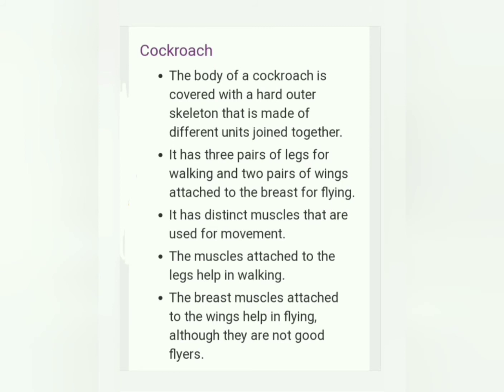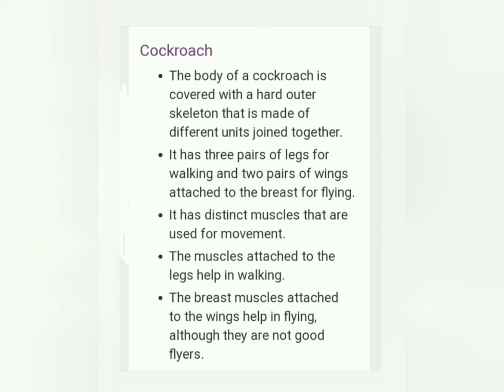The body of a cockroach is covered with a hard outer skeleton that is made of different units joined together. It has an outer skeleton. It has 3 pairs of legs for walking. 3 pairs of legs means how many legs are there? There are 6 legs. These legs help the cockroach to walk.